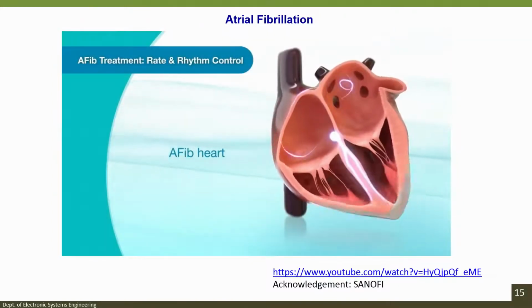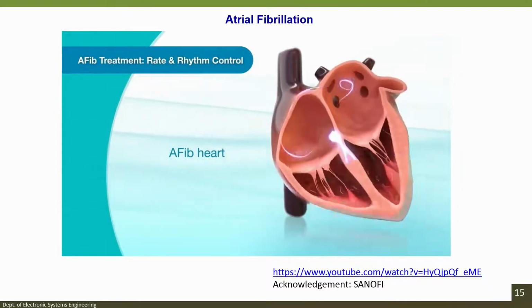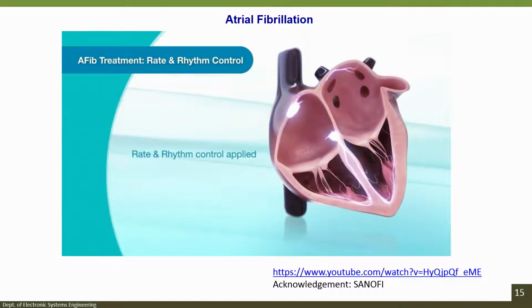Combination of rate and rhythm control treatments may be recommended to reduce the heart rate and maintain the normal heart rhythm. Rate control medication is used to slow the heart rate down. When rhythm control is added, the goal is to have the heart beat at a normal rhythm.